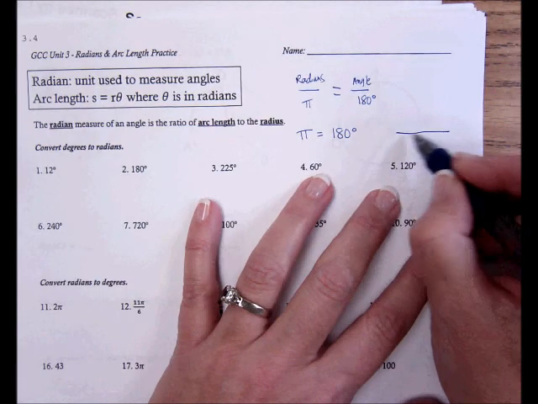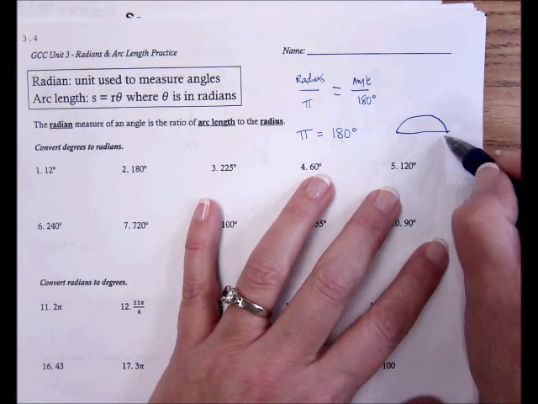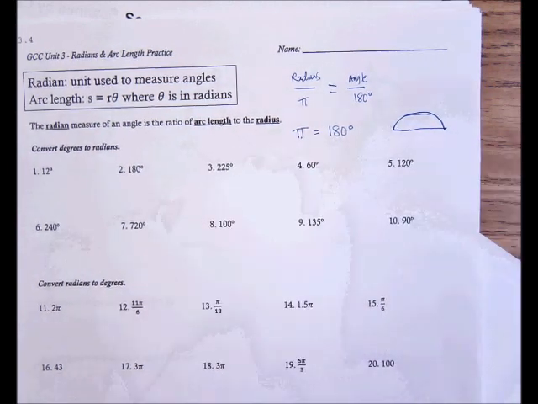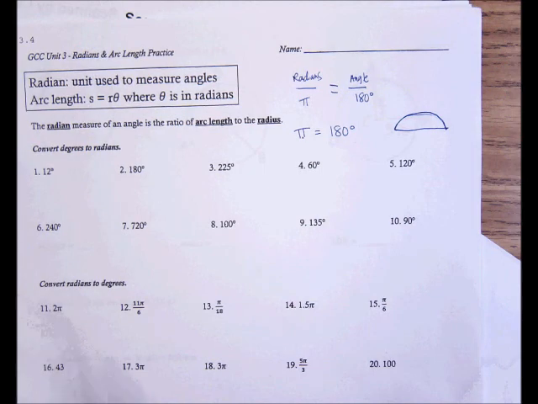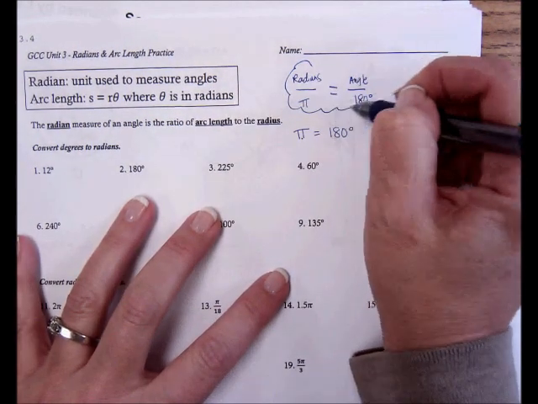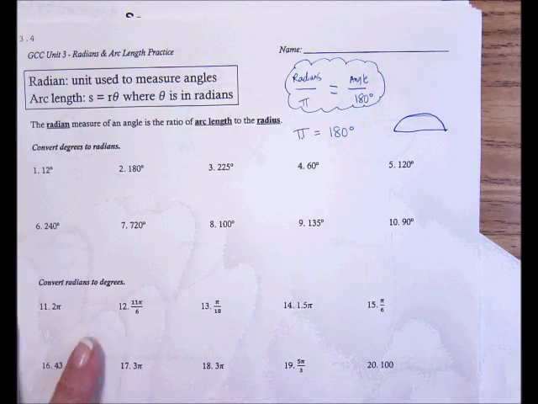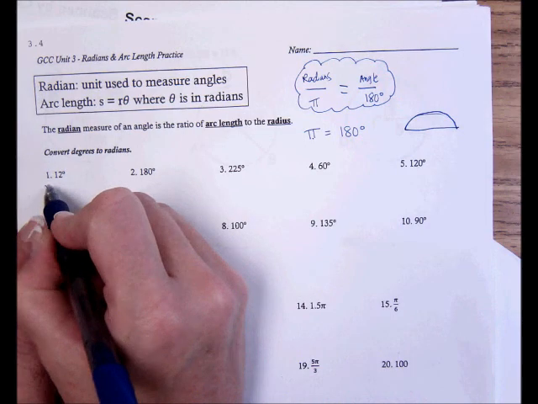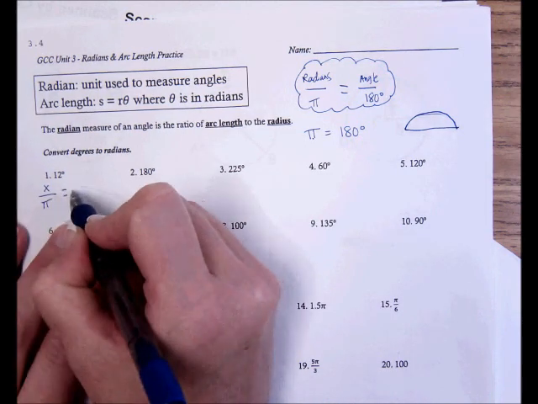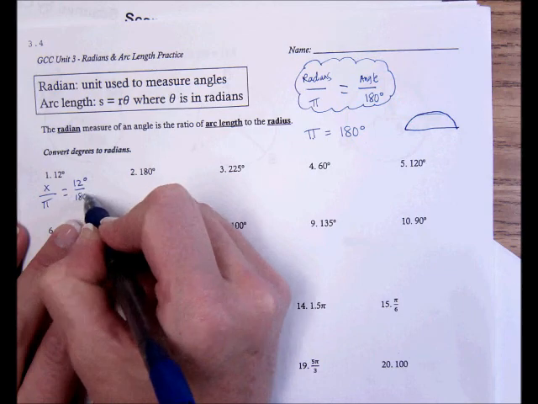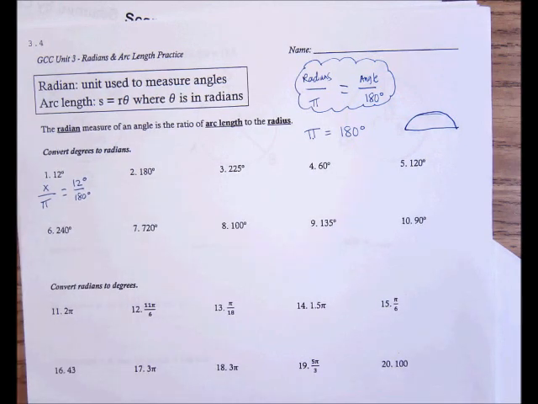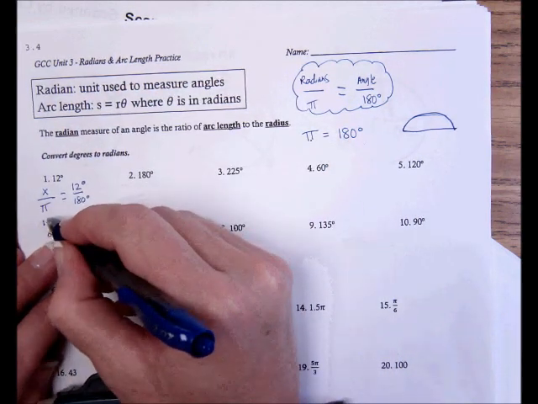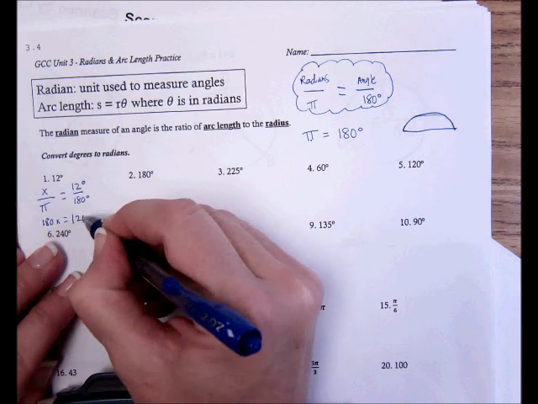So if I have a semicircle and I want you to tell me the degree of the semicircle in radians, that is going to equal pi, or 3.14. So this is the really important relationship we talked about today: when I'm finding radians, I'm going to be searching for radians over pi is equal to some angle measure over 180 degrees. Here I'm going to use my calculator and the cross product, so I have 180x is equal to 12 times pi.